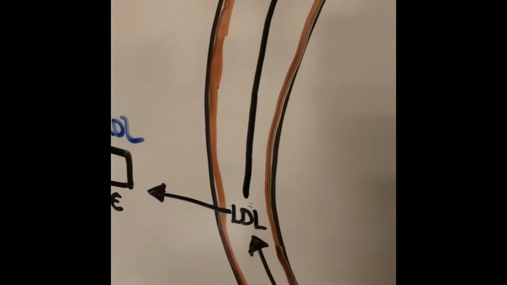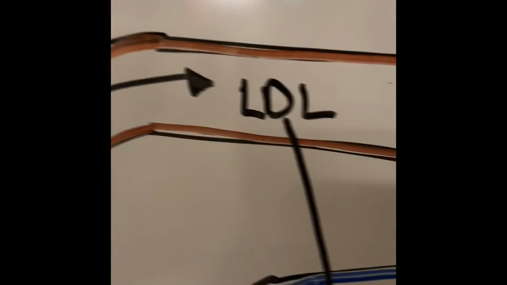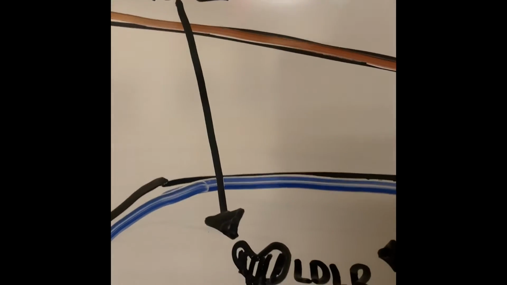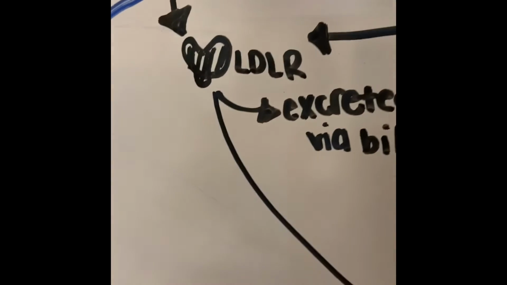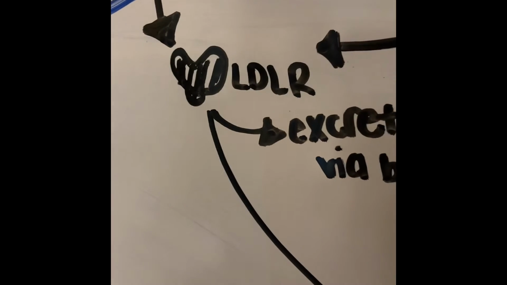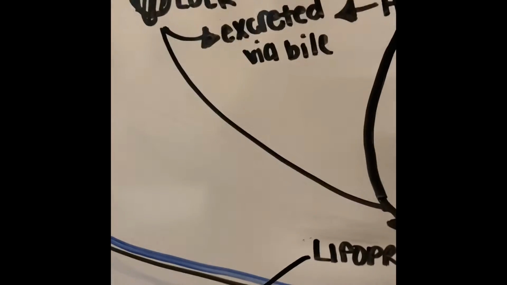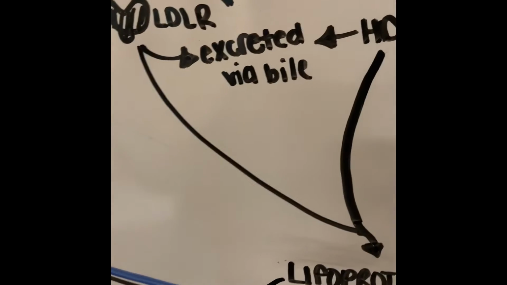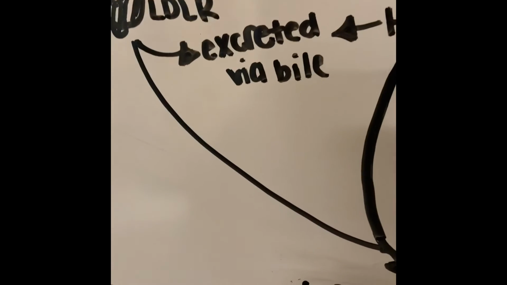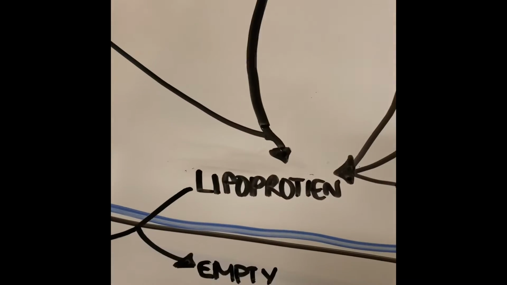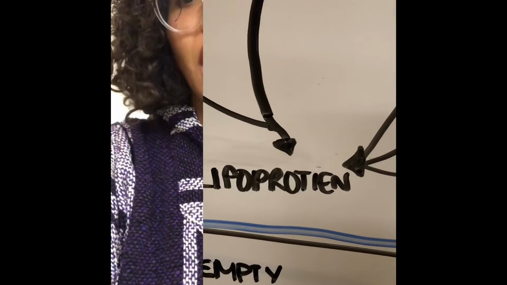Extra cholesterol, or LDL, is going to be taken back in the blood, and then it's going to go back into the liver. It's going to hook on to the low density lipoprotein receptors, and then from there it has the same fate as the HDL. It will either be excreted via bile, or it will recycle into lipoproteins. So that was an overview of the digestion and metabolism of lipoproteins and cholesterol.